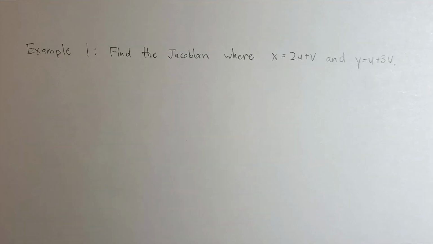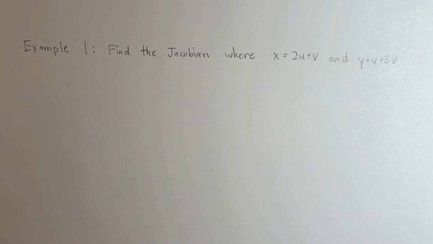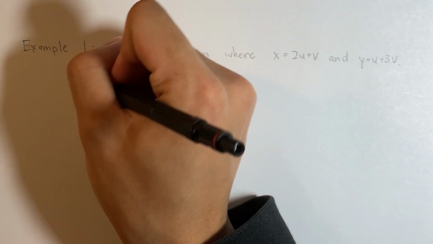And now we'll move on to example 1. Find the Jacobian where x is equal to 2u plus v and y equals u plus 3v. So all you have to do is use the formula that we just defined, and it should be pretty simple. Alright, so we'll go ahead and go over it.